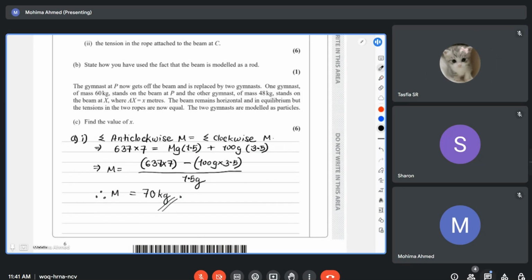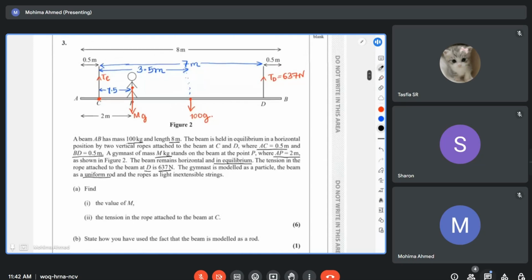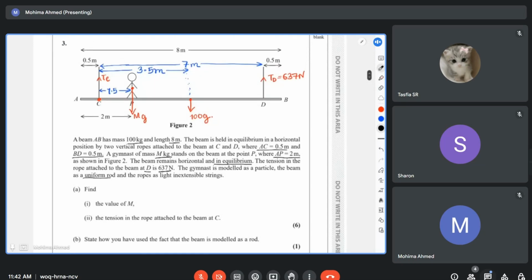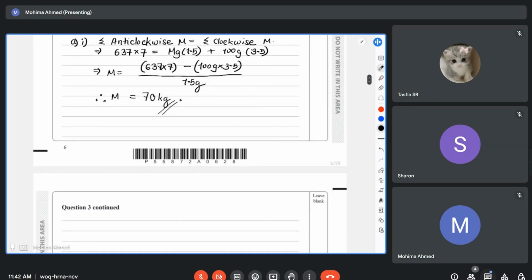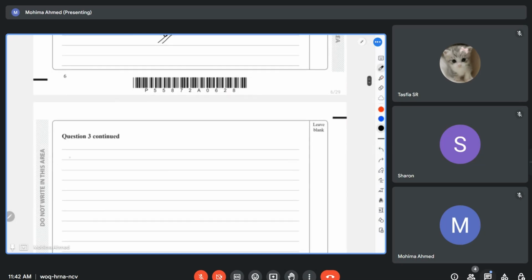Okay. Then we have to find out the value for the tension in the rope at beam at point C, right? Now, since you have already found out all the forces acting on the beam and the only unknown was point C, you can actually use the resultant force in order to calculate this, because using moment would be a very tricky and lengthy process. You can use the resultant force part.